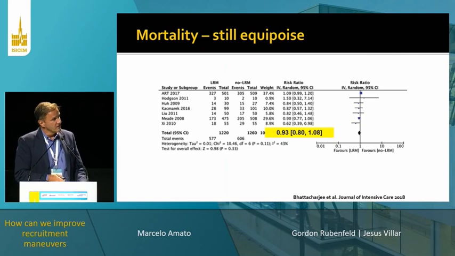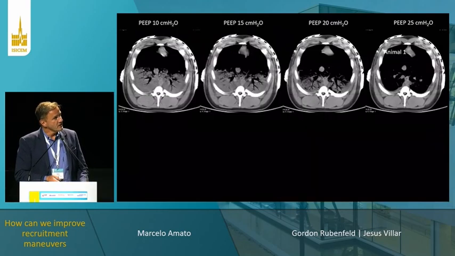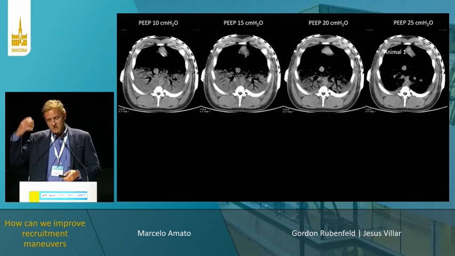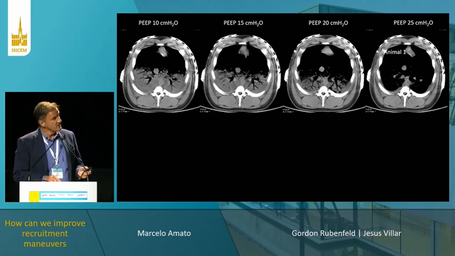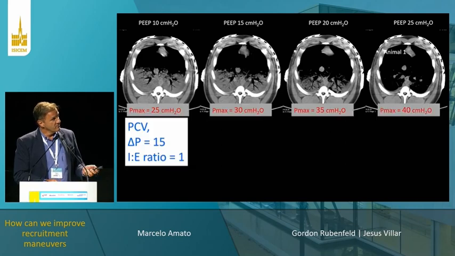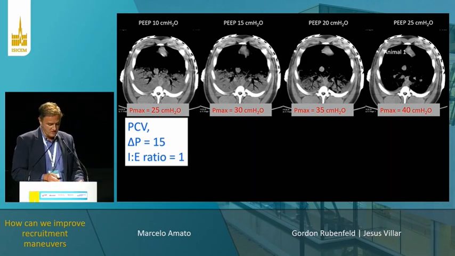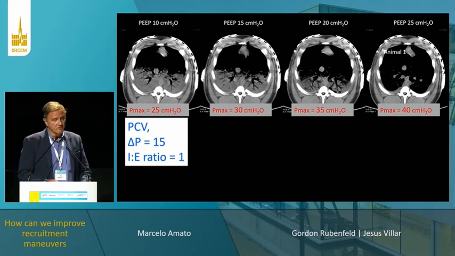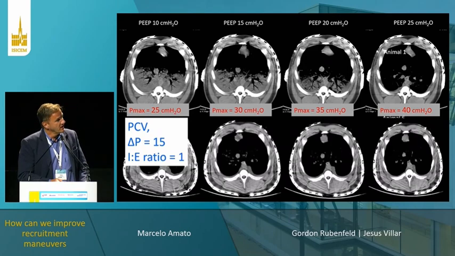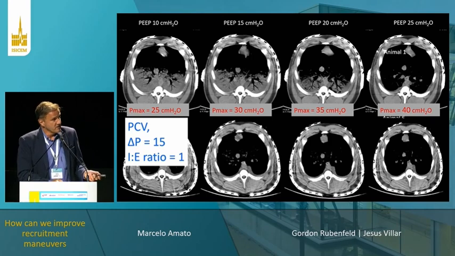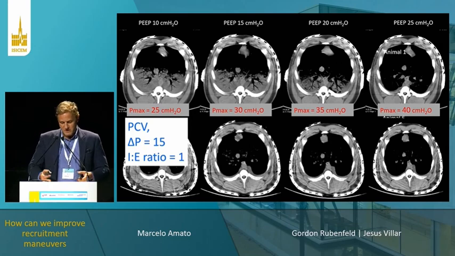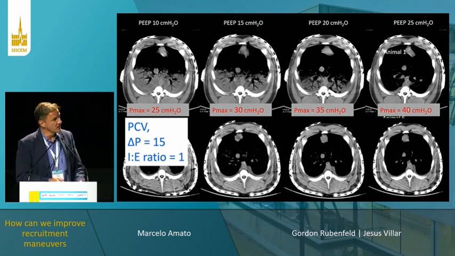So it's still equipoise. So which is the image we have in mind? What is a high recruitability? Is it an animal like this or a patient like this? And typically, we like to do recruiting maneuvers with fixed delta pressure. This is already proven to decrease the chances of barotrauma or ventilator-induced lung injury. And this is a patient that, for instance, has no recruitability because it's already recruited, or it could be a fixed consolidation that cannot be recruited.